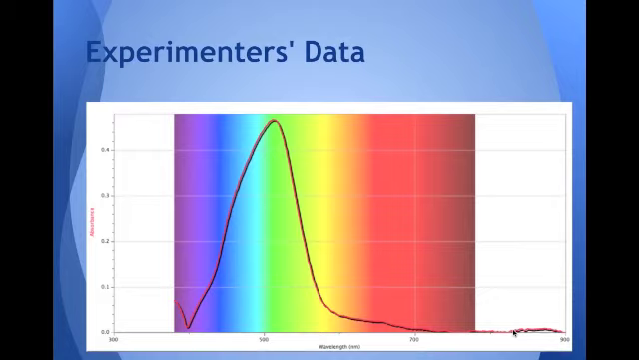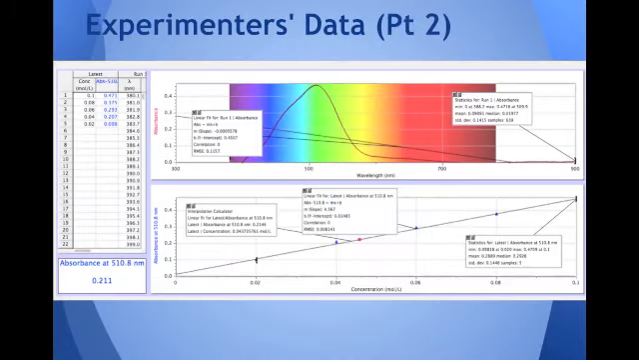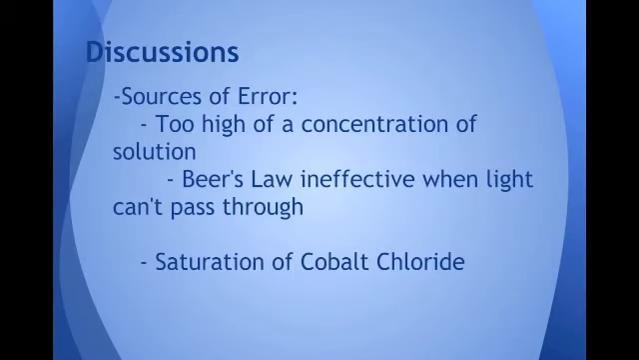This value of 510 nanometers was used in part 2 of the experiment to create a graph of absorption versus concentration for various concentrations of cobalt chloride solution. The experimenters compiled this data and found a line of best fit. Finally, the unknown concentration, the red point on this graph, was found to be approximately 0.0451 moles per liter.